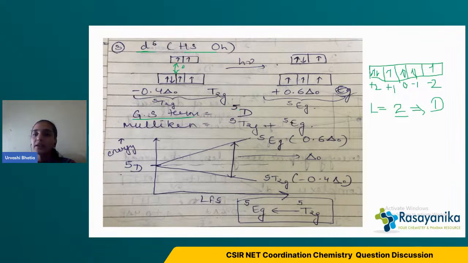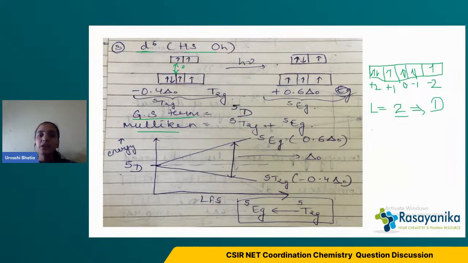Okay. And how do we get 5? Because there are 4 unpaired electrons. So S, the spin angular momentum, will be half plus half plus half plus half. That will be 2, right? So the spin multiplicity is 2S plus 1. So 2 into 2 plus 1 will be 5, right? So that is how you get this 5D ground state term. Now for this ground state term D, T2g and Eg are there. You should know this. For D, it is T2g and Eg; for F, it was T1g, T2g, and A2g, right?